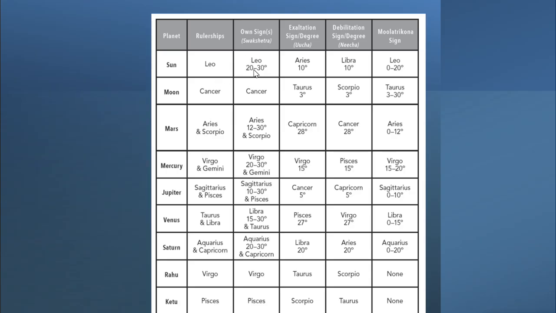Let us take the example of the Moon. The Moon has Mool Trikon in Taurus, and its own sign is Cancer. These are two different things, but here, since 0 to 20 degrees was taken by Mool Trikon, we are only left with 10 degrees for the own sign. So this portion is clear? This is the difference between Mool Trikon and own sign.